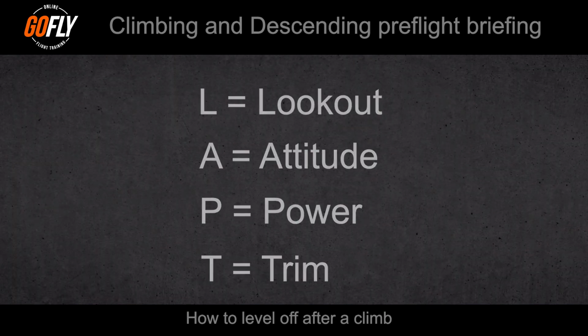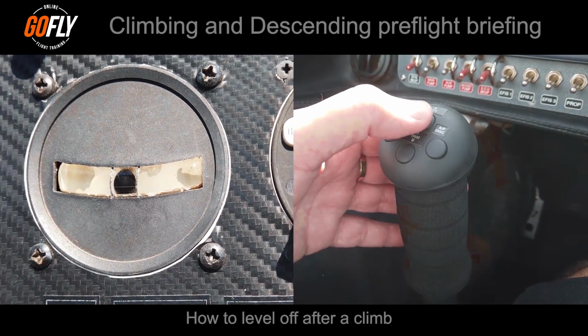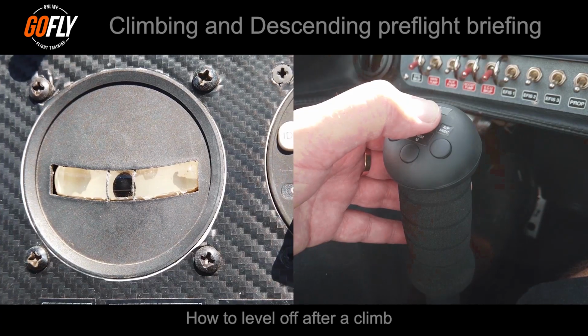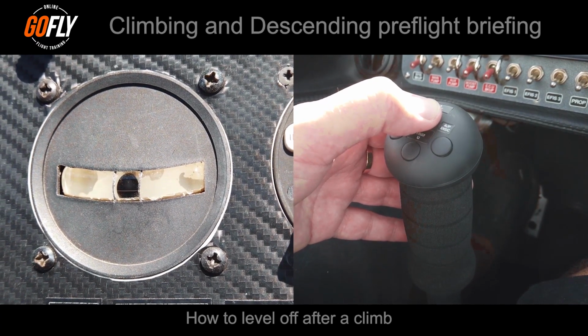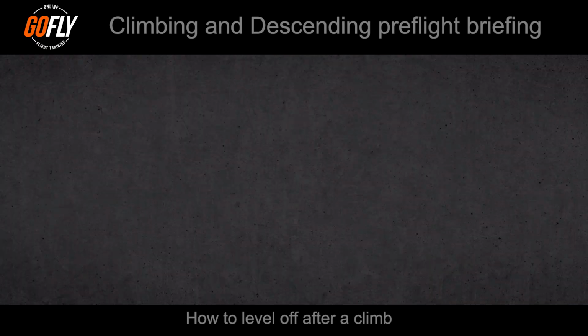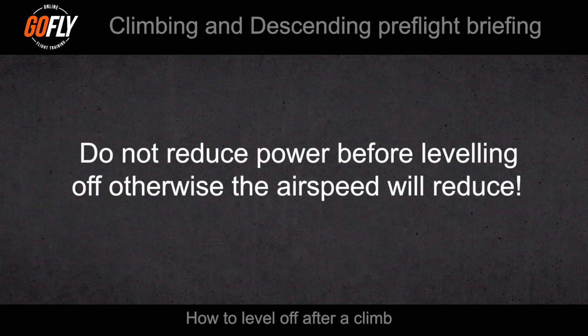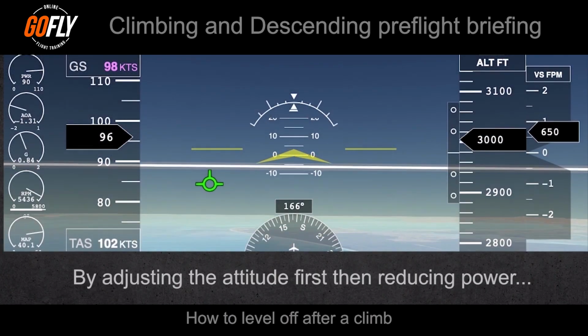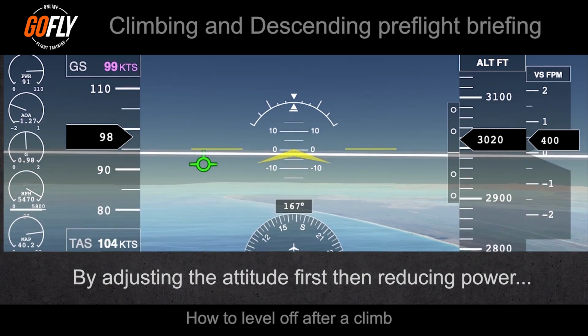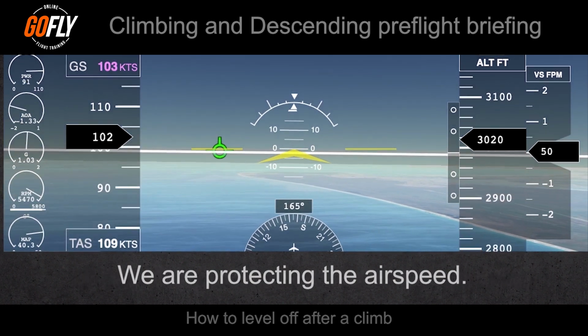T is for trim. Once the aircraft is level and the airspeed has stabilized, make sure the aircraft is trimmed correctly and in balance. The reason we do not reduce power first is because the airspeed will reduce before we level off. By adjusting our attitude first, then reducing the power, we are protecting our airspeed.